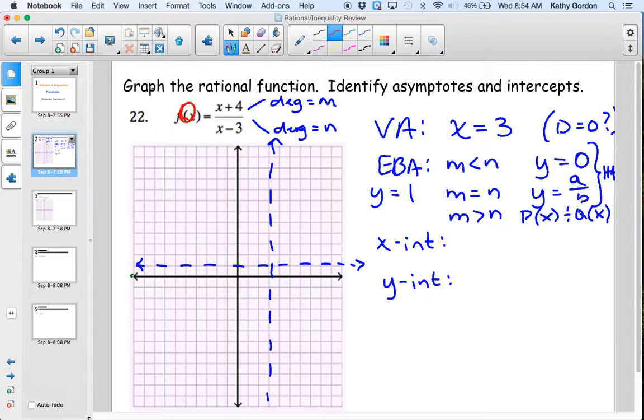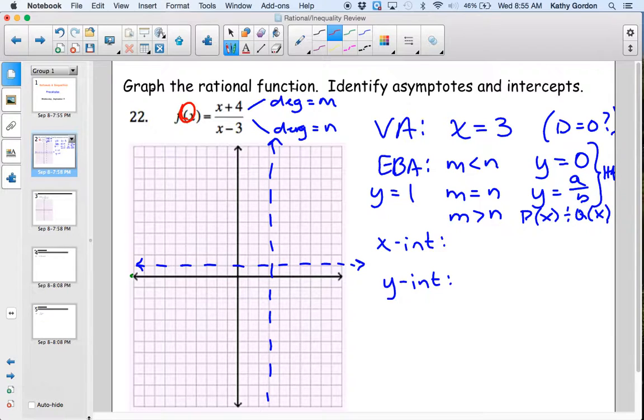Why? Because then it'll be 0 over -7, and that's 0. So what is it about a rational that has to happen in order to get an answer of 0? The numerator has to be 0, provided that you don't end up with 0 in the denominator as well.